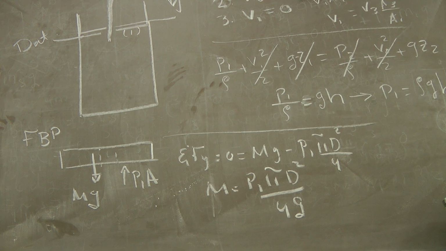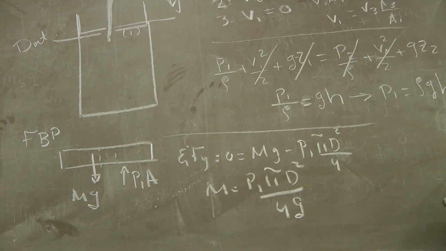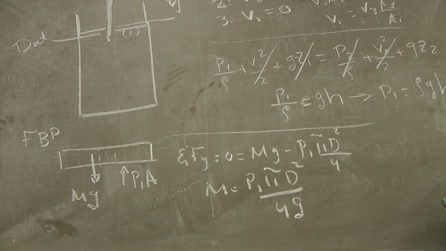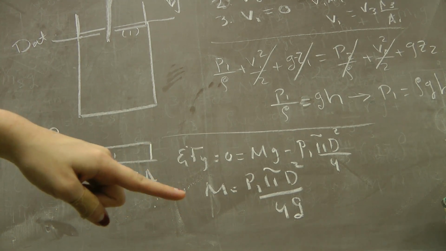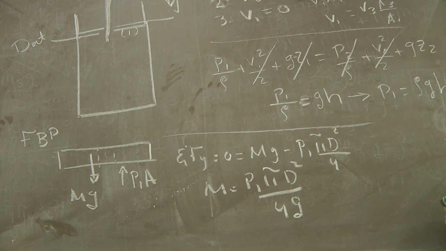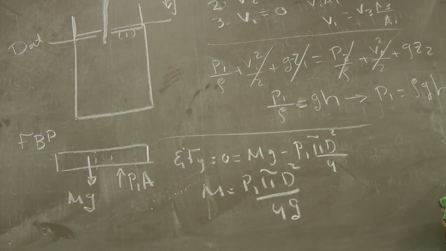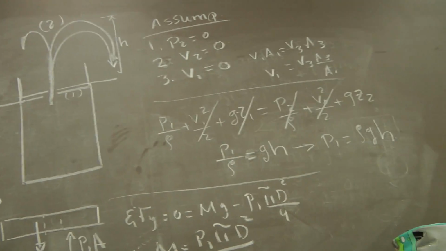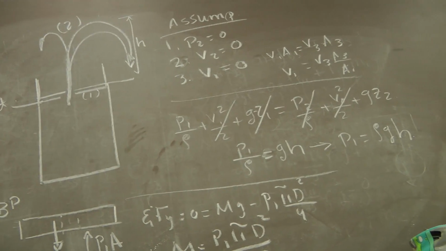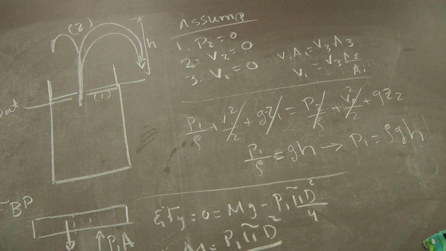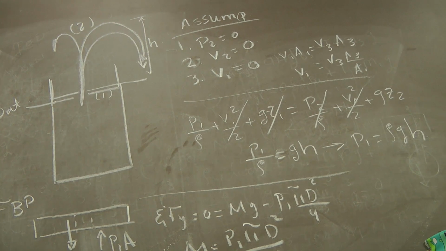When you do this, you get the mass in terms of P1 times pi d squared over 4g, which is what you see down here at the bottom. But you don't know P1. P1 is an unknown. So then you need to use Bernoulli. Remember, one of the things I told you is know when to use Bernoulli versus when to use a hydrostatic equation. When there's water moving, you're going to want to go to Bernoulli.